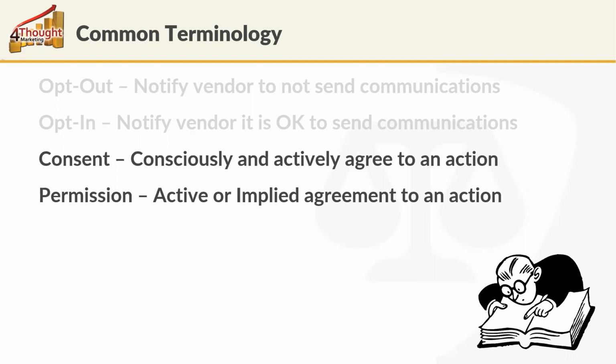Permission is based on consent, but as I've mentioned, it could also be based on implied agreement. So permission is what the company determines that they have to communicate with an individual. So somebody might give consent, and then that company has permission to communicate. Somebody might take an action, not give consent, but fill out a form, and there is implied agreement then, or implied permission to communicate with that individual.